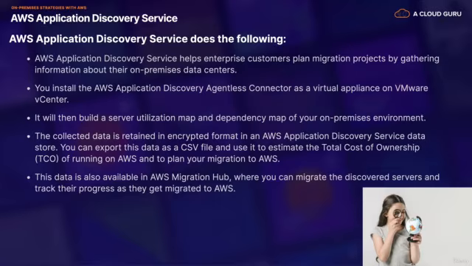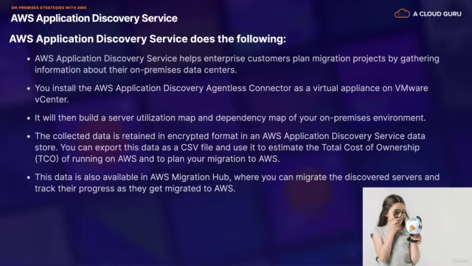And then the collected data is retained in an encrypted format in an AWS Application Discovery Service data store, and then you can export this data as CSV files and use it to estimate your total cost of ownership on running on AWS, and then use this to plan your migration to AWS. And this data is also available in the AWS Migration Hub, where you can migrate the discovered servers and track their progress as they get migrated to AWS.